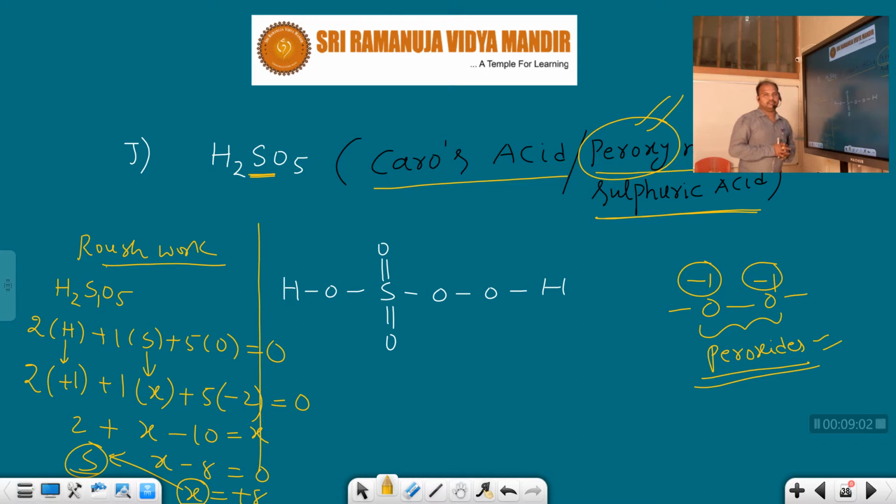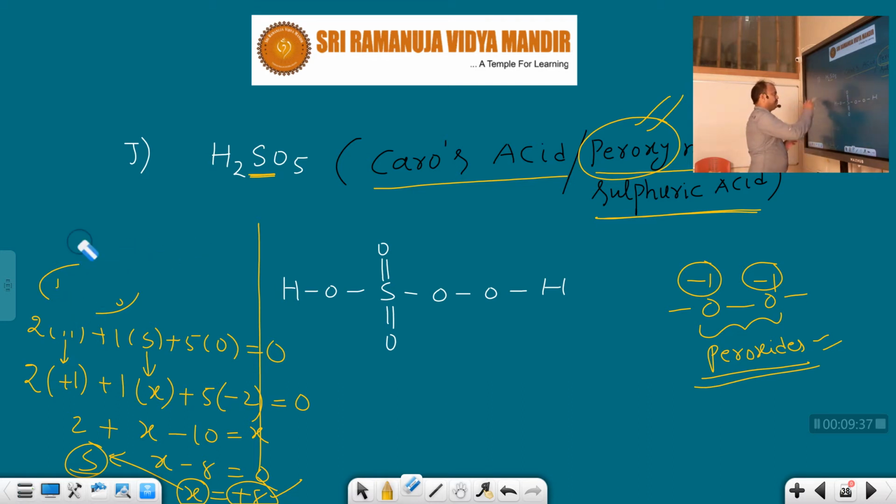Because one rule is there. The maximum oxidation number of any atom of an element in the modern periodic table is equal to its group number. It does not exceed its group number. Sulfur is which group element? Oxygen, sulfur, selenium, tellurium, polonium: 6A group elements. The maximum oxidation number of 6A group elements is +6. But in H2SO5, the oxidation number of sulfur we are getting is +8. So this is wrong. +6 is the highest. It does not exceed +6. Here +8 means there is a mistake.